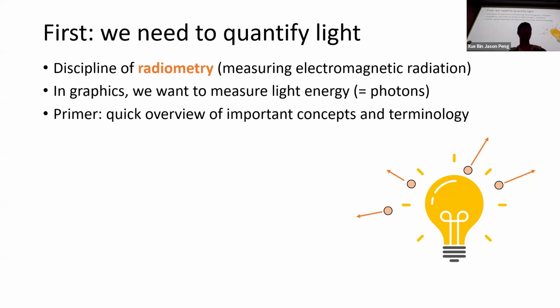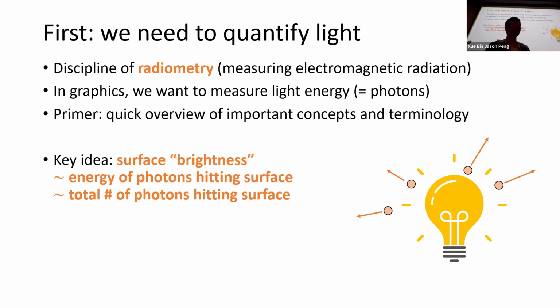So to quantify light, we're going to borrow some of the ideas from radiometry, which is the discipline of measuring electromagnetic radiation. So we can roughly think of the brightness of a surface as being roughly proportional to the amount of light energy that hits that surface. In other words, we can determine the brightness, the color of a surface by, let's say, counting how many photons are going to hit that particular point.